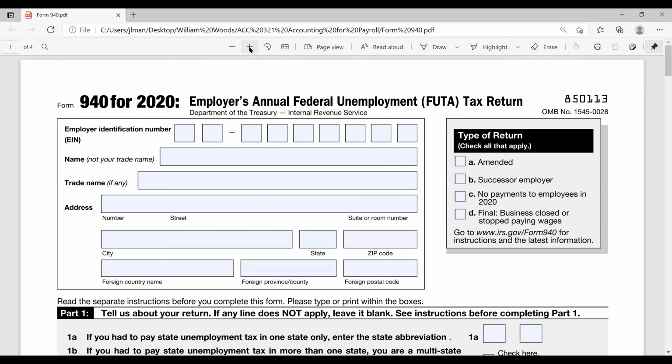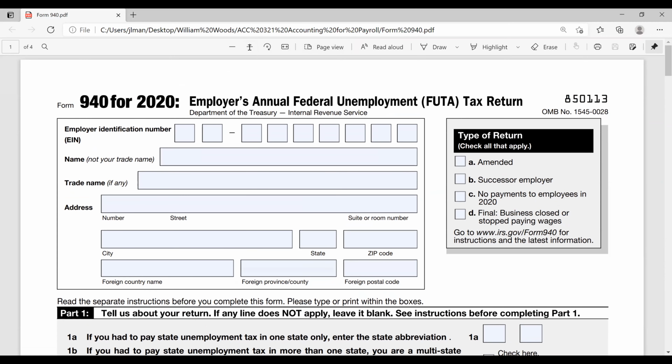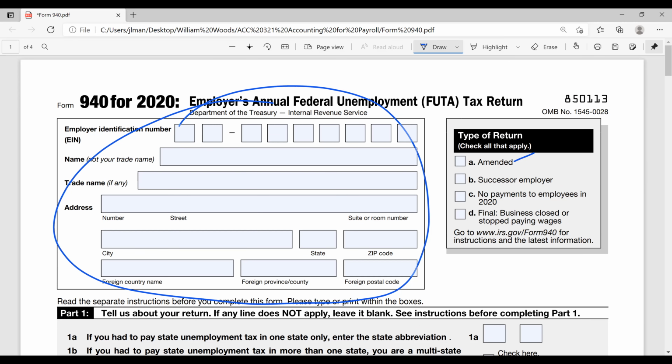All right, here's an example of what that looks like for 2020. The one in your book that they show us is for 2019, I think, but I did look at it. I didn't see any major changes from the one that they show in your book. So anyway, set up very similarly to the Form 941. And so you see all the employer information here, whether it's amended, or if no payments were made to employees, or it's the final, or it's a successor employer if the business was bought, whatever.